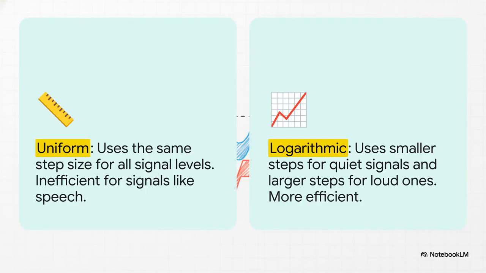So how do we choose our levels? Well, the simple way is uniform quantization, where every step is the exact same size. You might see this in a high-end audio workstation where you need absolute signal fidelity. But for signals like speech, it's really inefficient because most of the signal is actually pretty quiet. A much smarter way to do it is logarithmic quantization, where we cram more levels into the quiet regions and use bigger, coarser steps for the loud sounds that our ears are less sensitive to anyway.